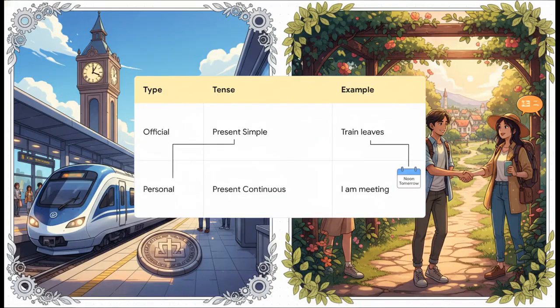To make sure we're totally clear on how this works in real life, let's compare the two. An official timetable, which is fixed by an institution, uses the present simple. For instance, the train leaves at 8:30 a.m. But a personal future plan, because it's a private arrangement made between individuals, uses the present continuous. So you'd say, I am meeting the guide tomorrow at noon. Make sense? The train operates on a public rule, while your meeting operates on a personal itinerary.